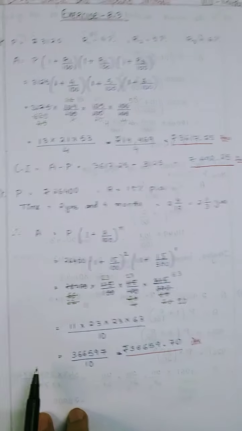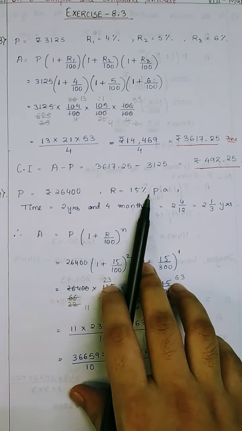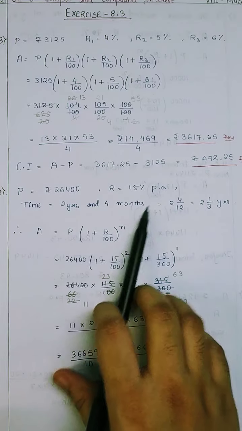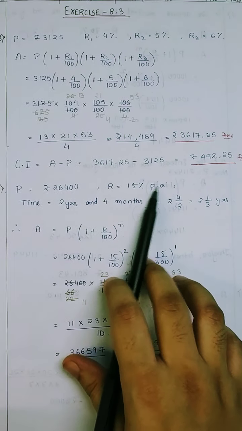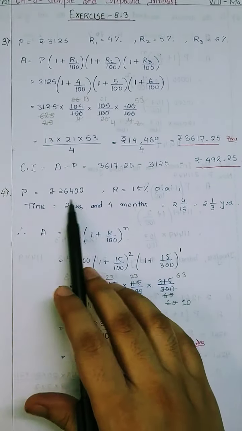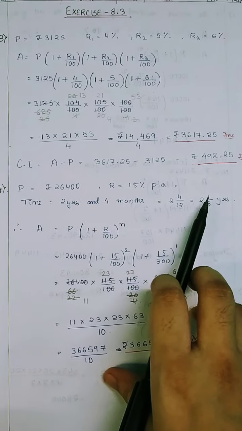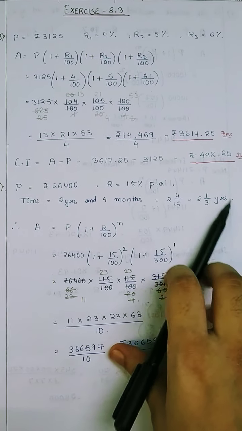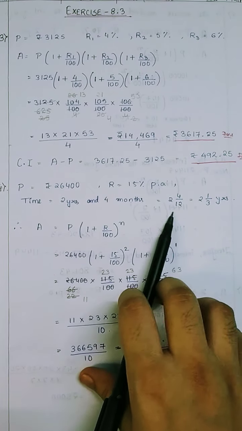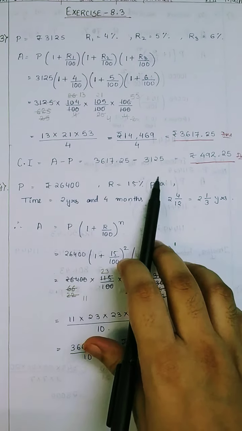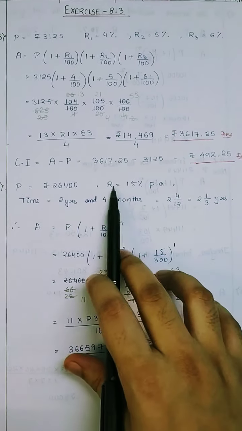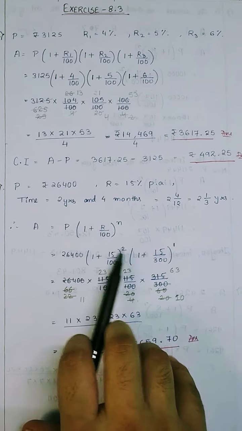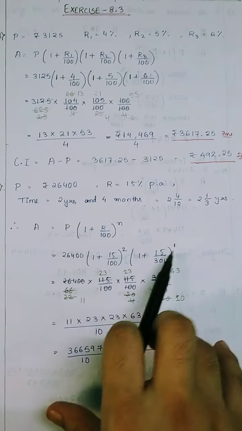Okay, in question number 4, principal is given, rate is given, time is also given. But time is given as 2 years and 4 months, whereas rate is given per annum, meaning per year. So divide the time into 2 sections. One will be 2 years, another is 1/3 years. For 1/3 year, 4 1s are 4, 4 3s are 12. So for 1/3 years, we will divide the rate also in 3 parts, so it will be 15 divided by 3. For 2 years we'll do once, and for 1/3 years we'll do once.